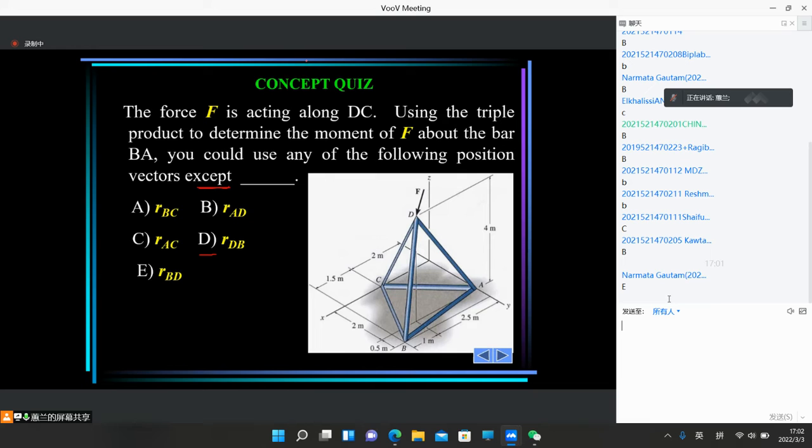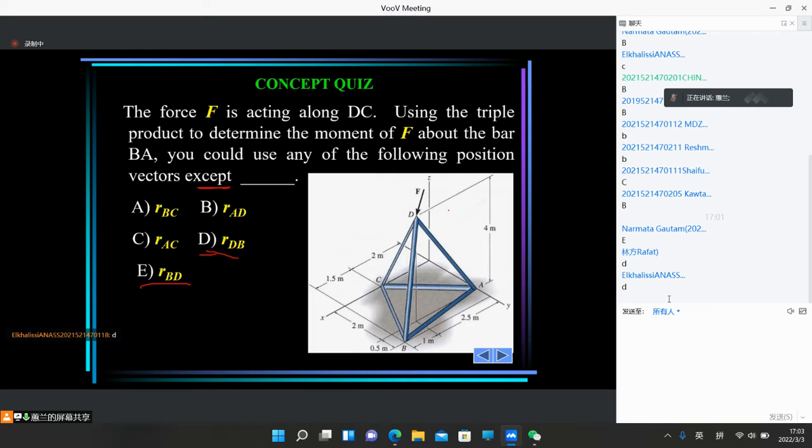Can you try? Only one student told me he or she chose RBD. Any other answers? D. So what's the difference between RDB and RBD? The position vector. The position vector starting from D or starting from B, right?